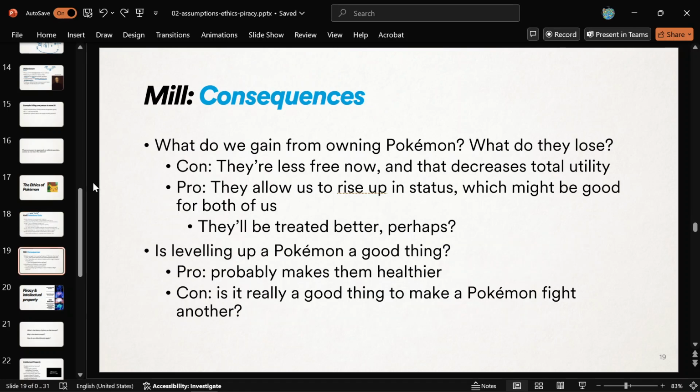Sorry. All right, and then if we did the same thing with John Stuart Mill, that's a utilitarian view, right? So what would Mill say? When you hear his name or the word utilitarianism, you should think utility, right? That makes sense. So coming back to the idea of should I catch Pokemon, should I make them part of my team, should I be their owner essentially?